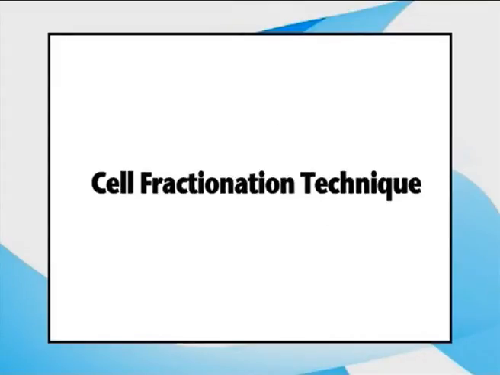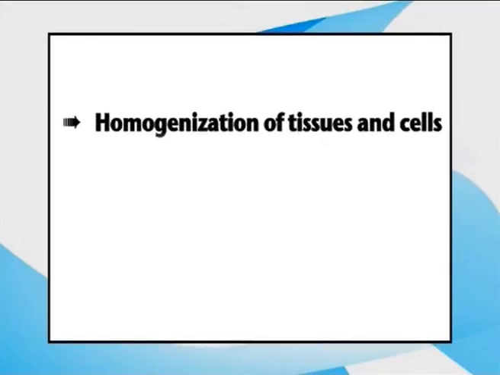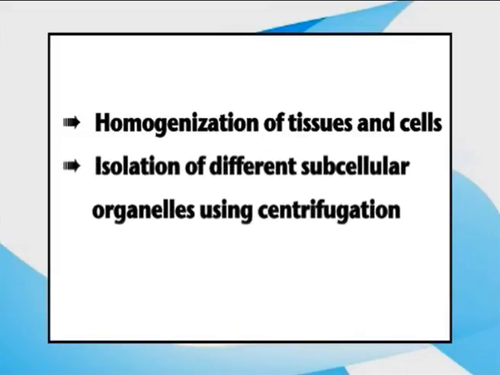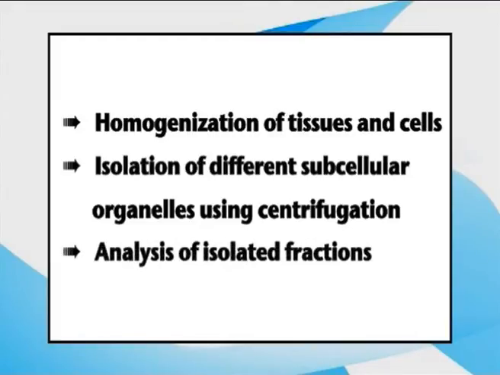Now coming to the cell fractionation technique. The procedure of cell fractionation comprises mainly of three distinct steps. Step first, homogenization of tissues and cells. Step second, isolation of different subcellular organelles using centrifugation. Step third, analysis of isolated fractions. Now let us discuss the important aspects of these three stages of cell fractionation separately.